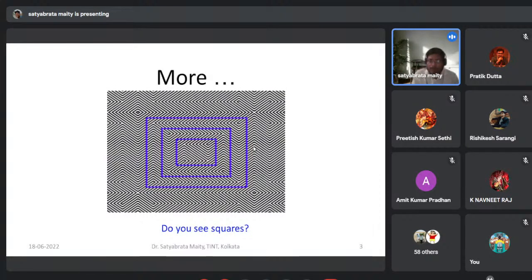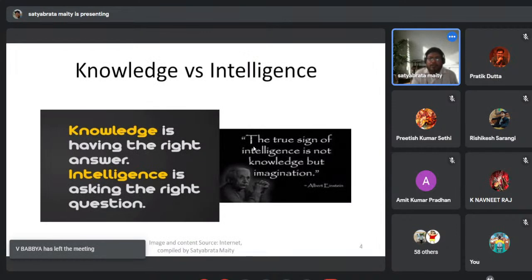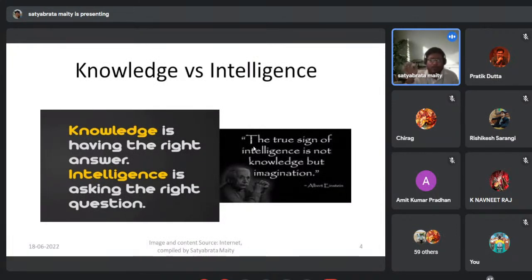Okay, so I'll try to go into another story, right? Prior to that, there are two things in the world. One is knowledge and another is intelligence, right? Knowledge is having the right answer, and intelligence is asking the right question, right? Now these two things are required while we are taking decisions: knowledge and intelligence.